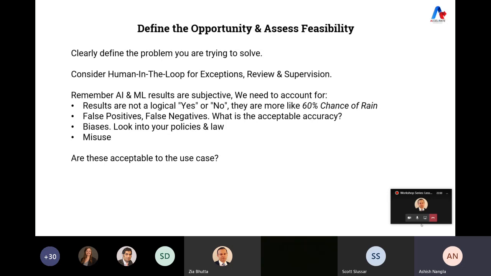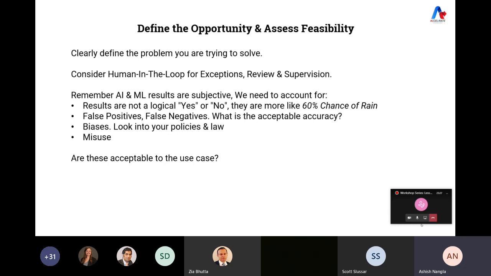Again, remember that AI and machine learning are more subjective, so you don't get a yes or no or a rule set answer. It's more a percentage probability of something. For example, is this a spam email? It's not a yes or no; essentially it'll say it's 80% probable that this email is spam. The other part is false positives and false negatives, so it's not just straightforward answers.